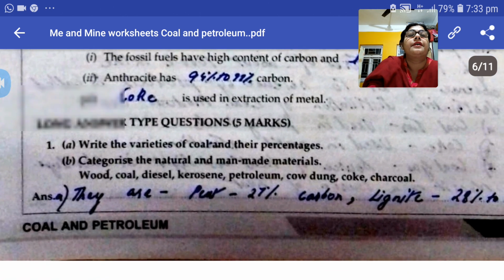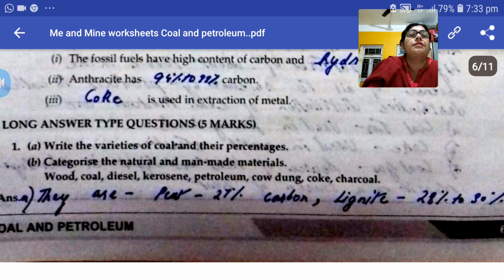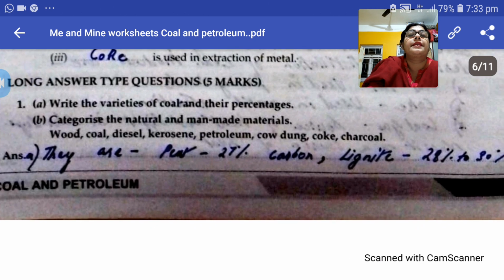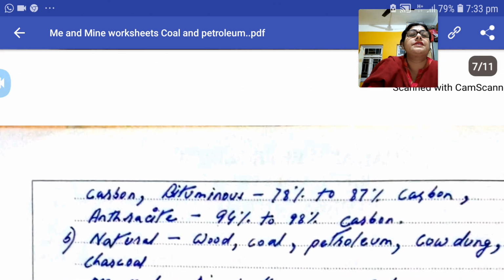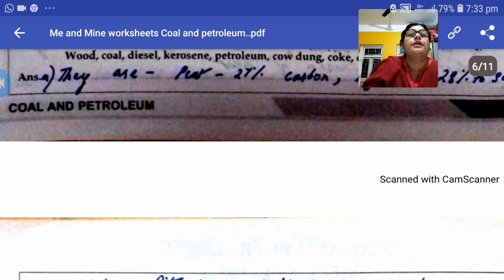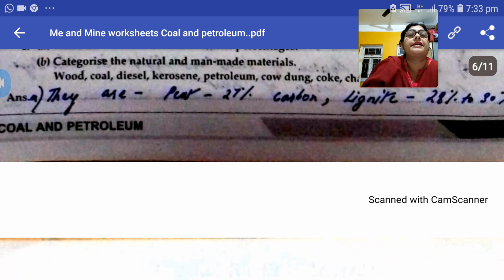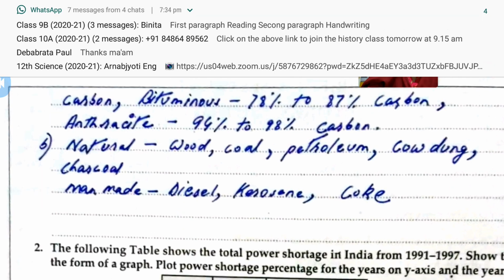Next you see, write the varieties of coal and their percentages. Okay, so they are peat 27% carbon, lignite 28% to 30%. Okay, then the other you see, bitumen 78% to 87% of carbon, anthracite 94 to 98% of carbon. Next question is, categorize the natural and man-made materials. So you segregate it. So here the natural will be wood, coal, petroleum, cow dung, charcoal, and man-made will be diesel, kerosene, coke, etc.